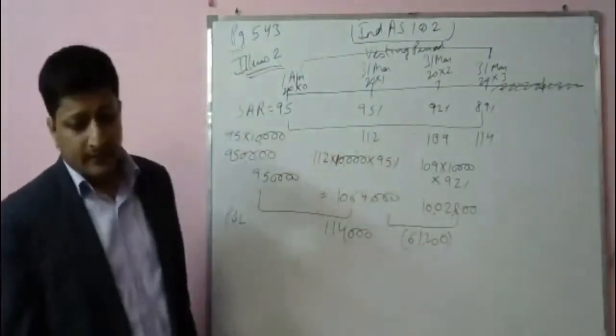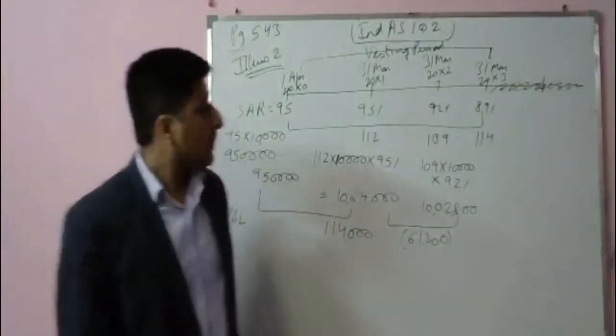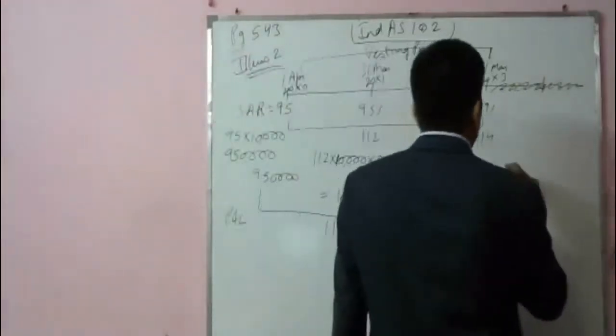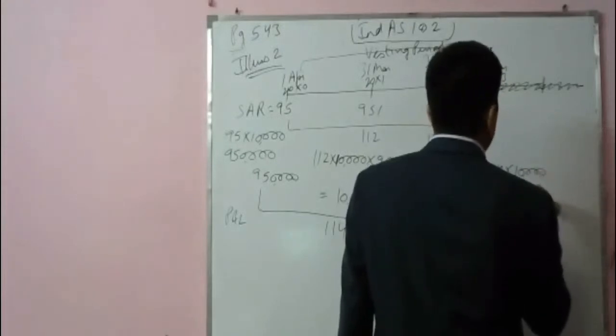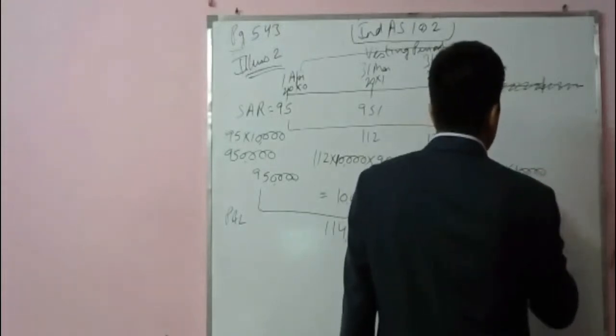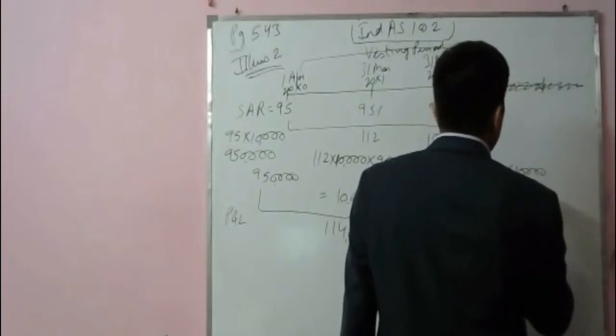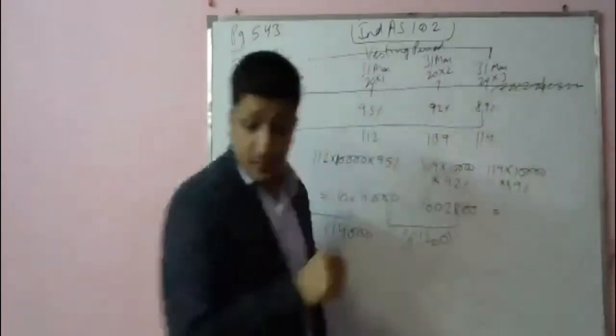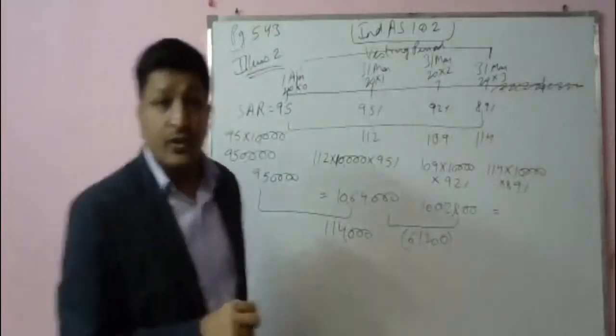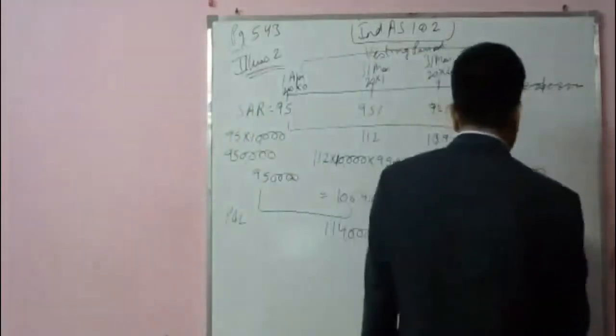In the third year, this has become 114 into 10,000 and the number of employees became 89%, because of which this became 10,14,600.